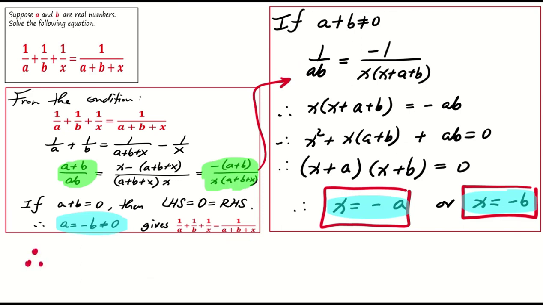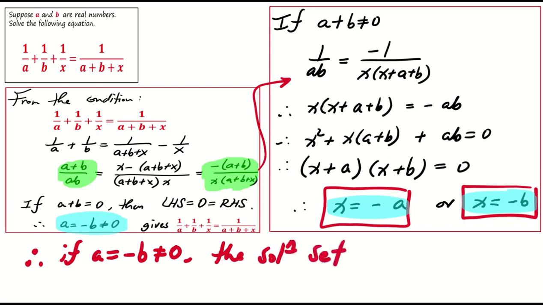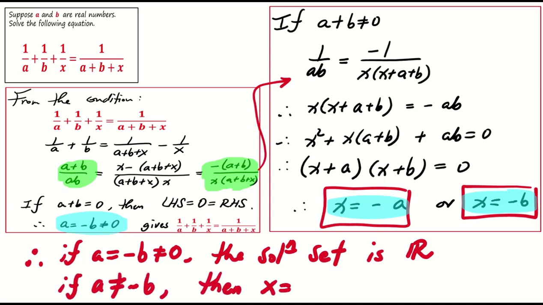In conclusion, if a equals negative b and is not equal to 0, then the solution set is the real set, meaning that any real number x is an answer. If a is not equal to negative b, then x is either equal to negative a or negative b.